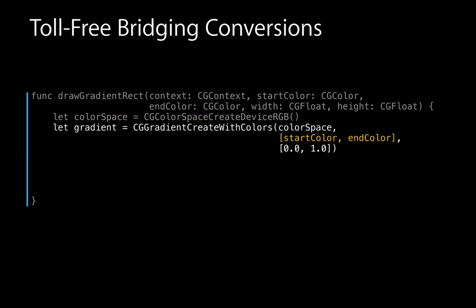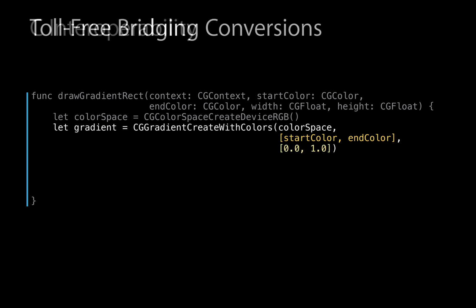Let's go a little further and create that gradient we talked about. So here, remember, we need to pass a couple arrays through. We can use this nice Swift array literal syntax to form an array containing start color and end color. We're doing all of the bridging automatically here for you. So we've created the NSArray we need. We've toll-free bridged it to the CFArray behind the scenes, so you don't have to deal with the fact that there are so many array types running around.